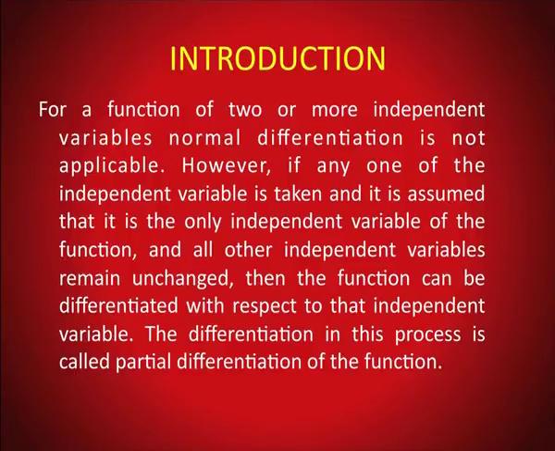For a function of two or more independent variables, normal differentiation is not applicable. However, if any one of the independent variables is taken and it is assumed that it is the only independent variable of the function and all other independent variables remain unchanged, then the function can be differentiated with respect to that independent variable. The differentiation in this process is called partial differentiation of the function.